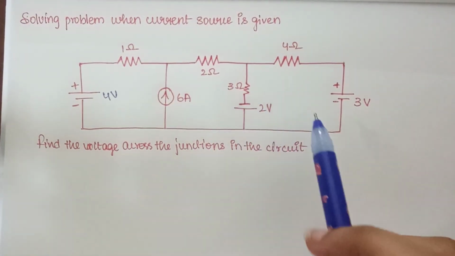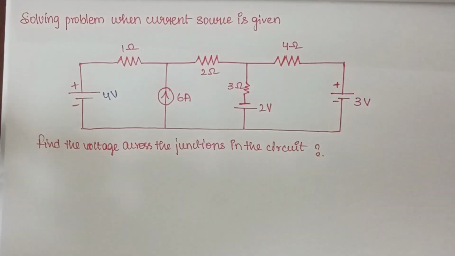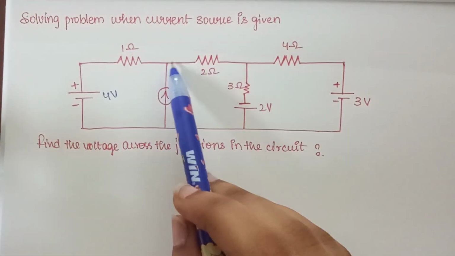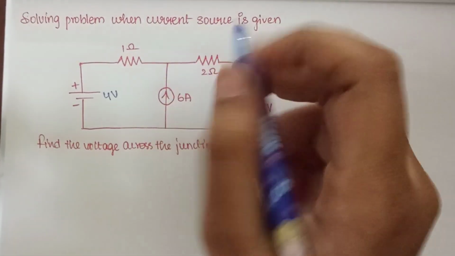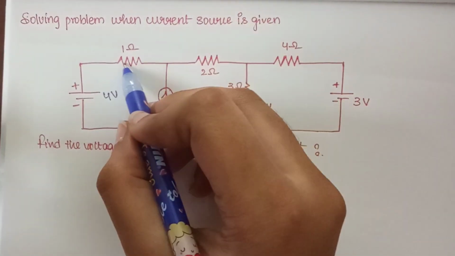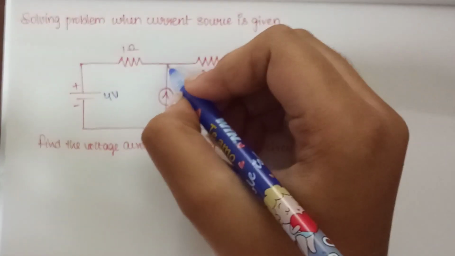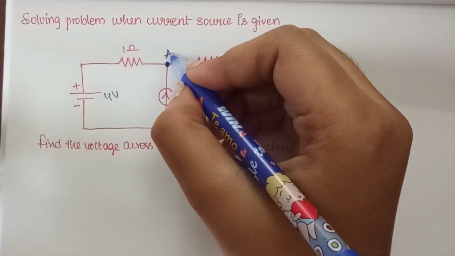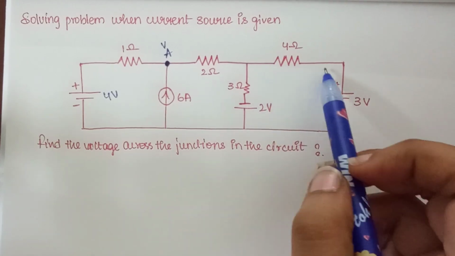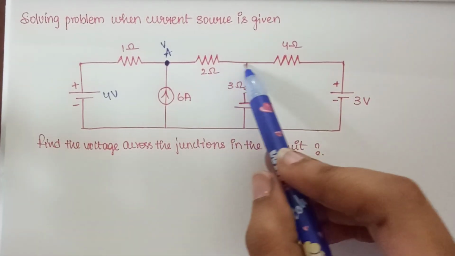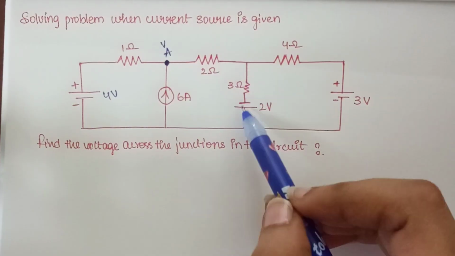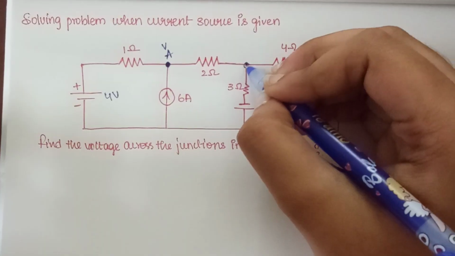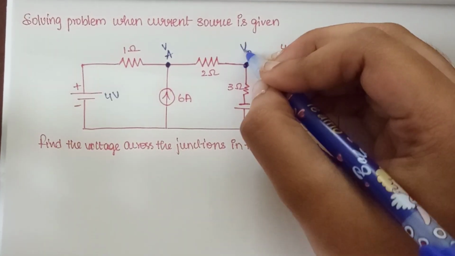So to solve this particular problem we need to first find the junctions of the problem. So now what is a junction? When two or three branches are meeting at a point, that is called a junction. If you are considering this particular circuit, see, this is one branch, this is one branch, and this is one branch. So this particular point is called A, and the potential at point A is called VA. This particular point is also a junction because this is a branch, this is a branch, and this is a branch. So this is called B. This is VB.